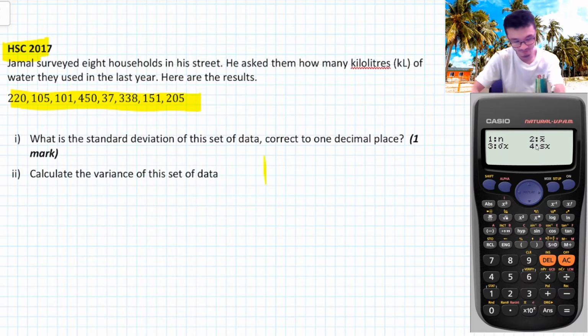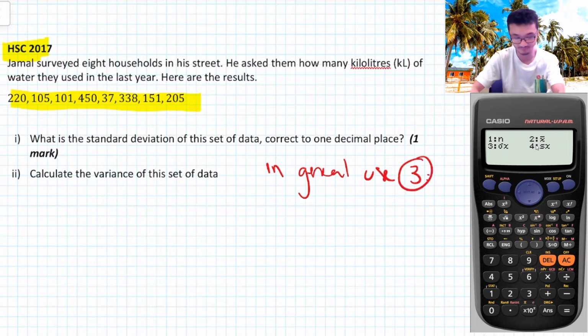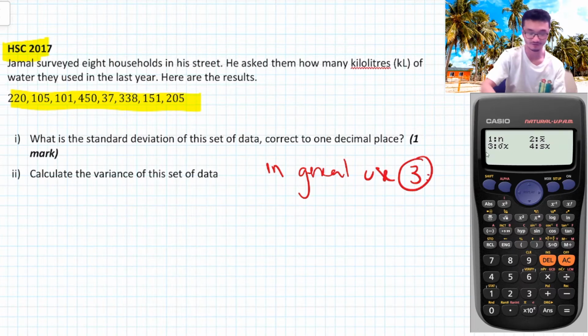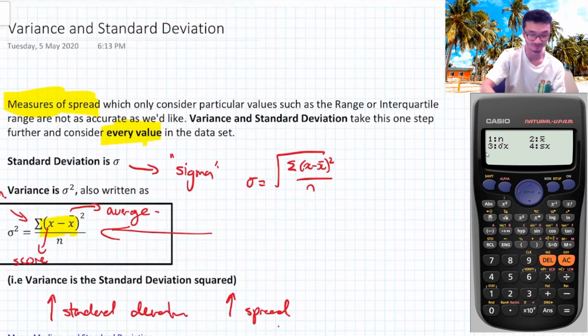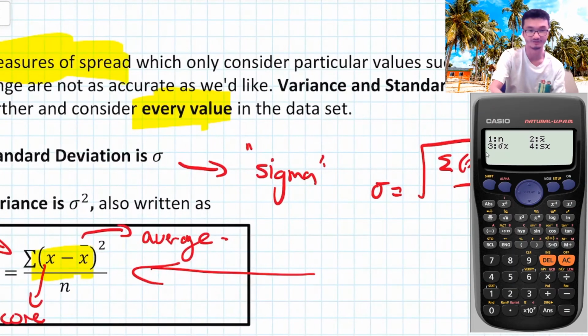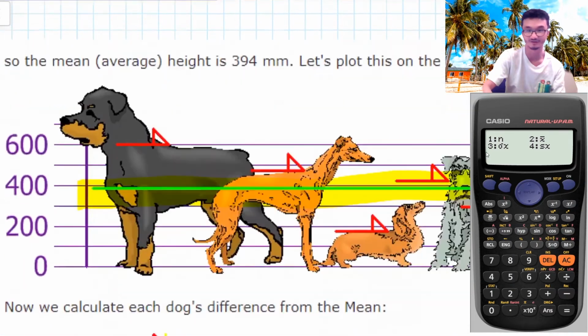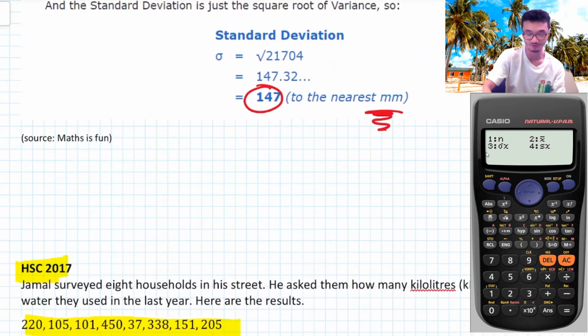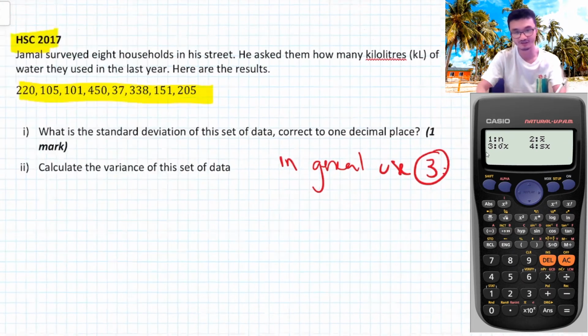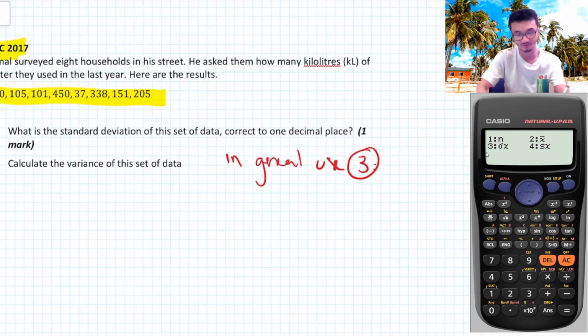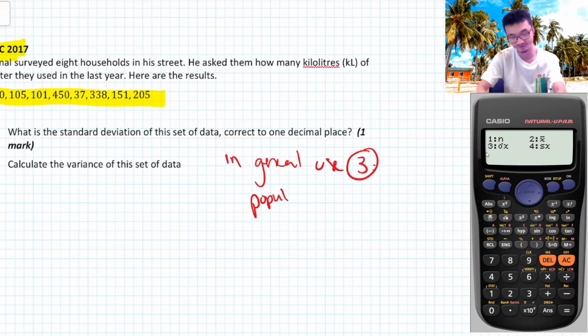In general, and I have to emphasize in general, use 3, okay? So in general, use 3. So that's this one over here, right? And you notice actually it's the same symbol as the sigma that we had over here. So the same symbol as the sigma. It's actually referring to the population standard deviation. So just make a note of that. It's the population standard deviation.